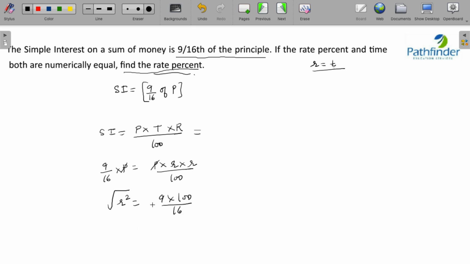Now if you take the square root on both the sides, you will get R on the left hand side. And you see, you don't need to multiply all of this. You can just take the square root of individual numbers. This is 3, square root of 9, square root of 100 is 10, square root of 16 is 4. So you get 30/4, which is equal to 7.5%.